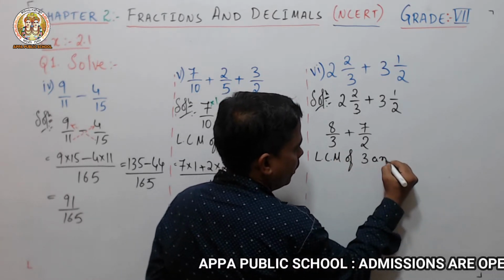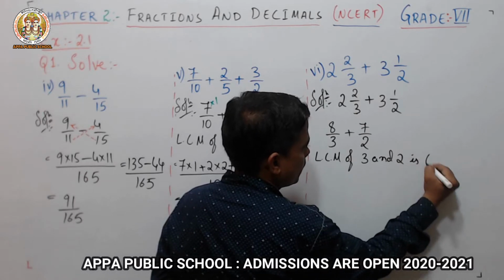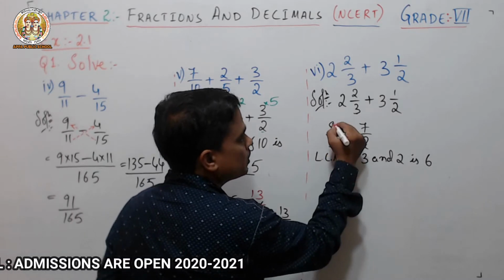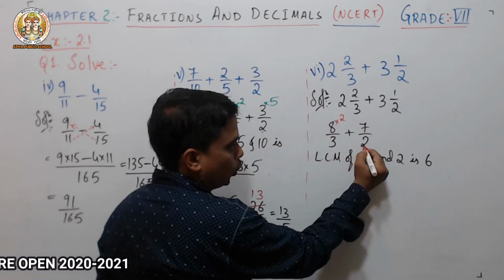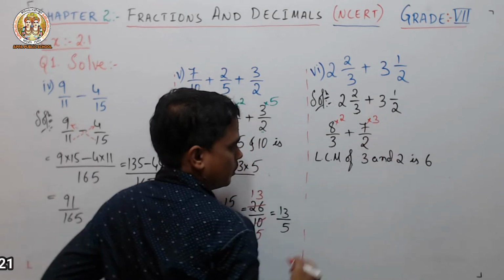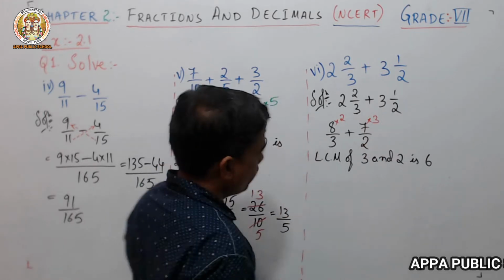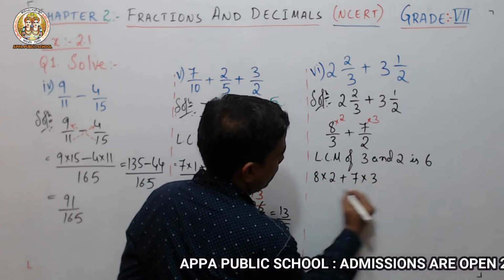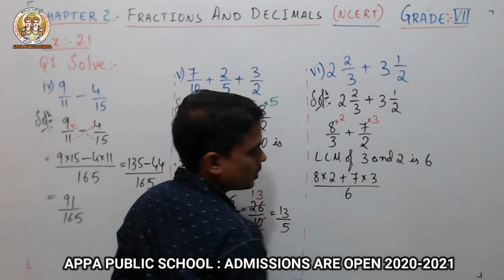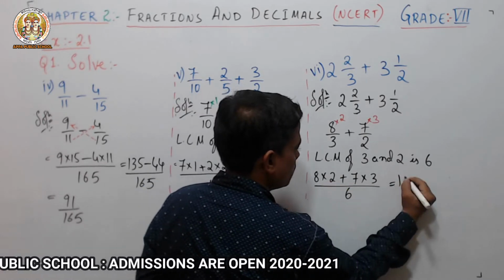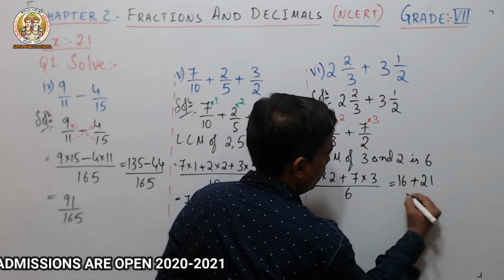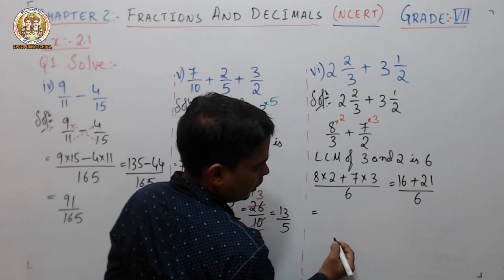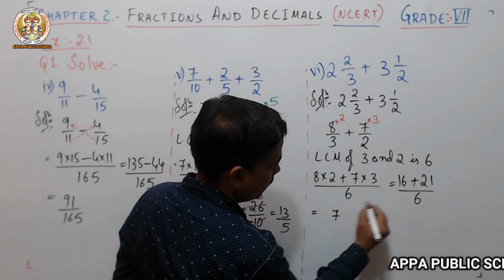LCM of 3 and 2 is 6, right? In the 3 table, how much is 6? 3 2s are 6. In the 2 table, how much is 6? 2 3s are 6, right? I will write it as 8 into 2 plus 7 into 3 divided by 3 2s are 6 as it is. Simplified: 8 2s are 16 plus 7 3s are 21 divided by 6, right? Add it. 16 plus 21 is how much? 6 plus 1 is 7, 2 plus 1 is 3.